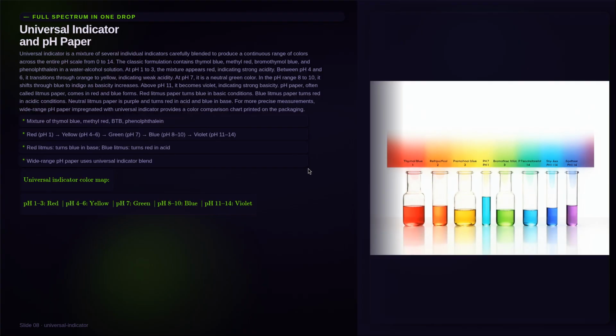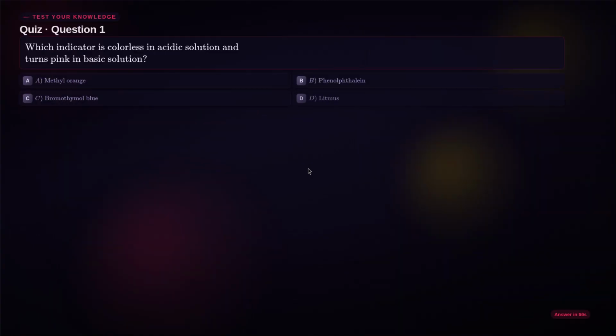pH paper, often called litmus paper, comes in red and blue forms. Red litmus paper turns blue in basic conditions. Blue litmus paper turns red in acidic conditions. For more precise measurements, wide-range pH paper impregnated with universal indicator provides a color comparison chart printed on the packaging.